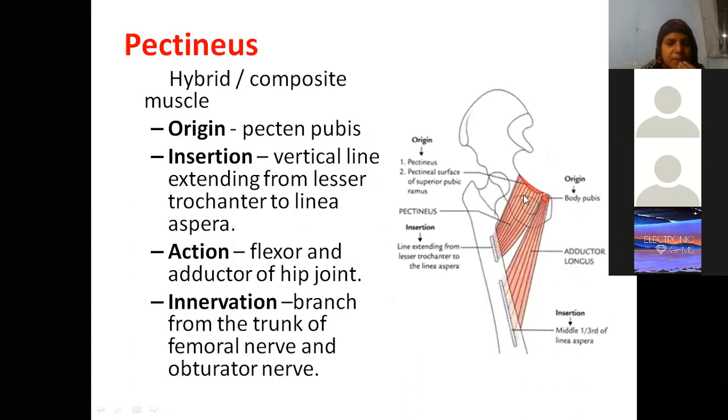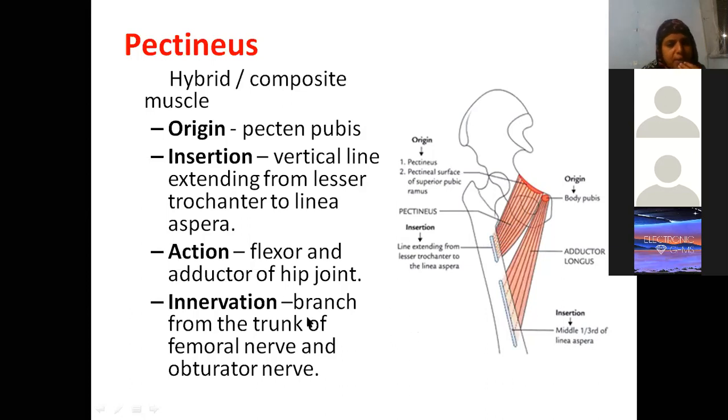Now, small muscle, we saw this muscle in the floor of the femoral triangle, right, beta? Pectineus. So pectineus is also a hybrid or composite muscle. Origin is pecten pubis, which is on the superior ramus. Insertion is a vertical line going downwards, extending from the lesser trochanter to the linea aspera. Action: flexor and adductor of the hip joint.